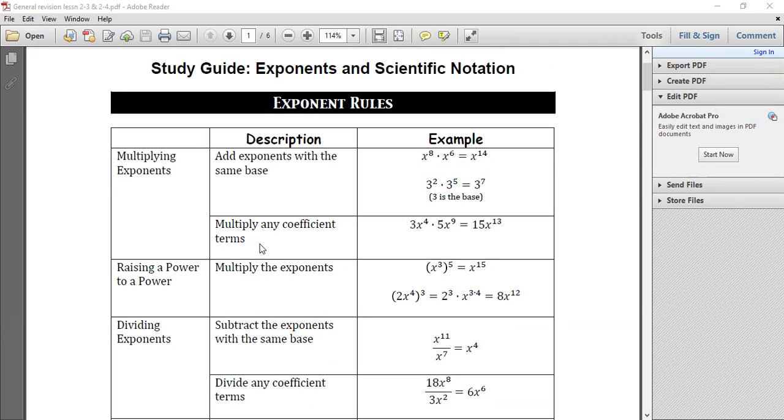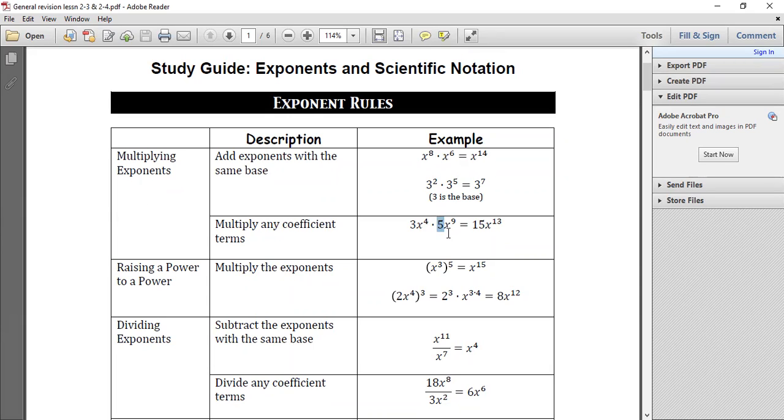No, thanks. Let's move to the second type of questions. In case we have to multiply coefficient terms, like 3x to the power of 4 times 5x to the power of 9, we have a coefficient 3 in the first one and 5 in the second one. So we will multiply the coefficients together. 3 times 5 will be 15. After that, second step, we have x to the power of 4 and x to the power of 9. What do you notice, grade 8?